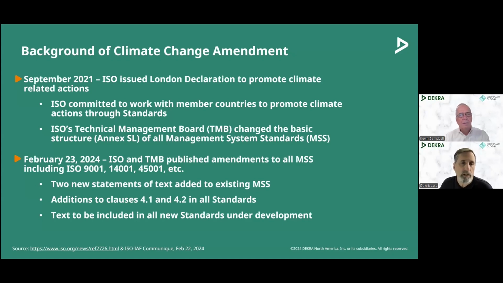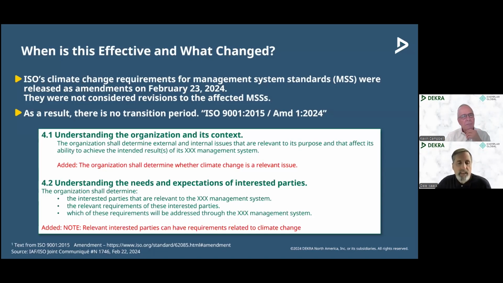In February of this year, February 23rd, ISO and the TMB published amendments to all existing management system standards, to include ISO 9001, ISO 14001, 45001, all of the management system standards this applied to. Two new statements of text were added to all of those standards. The text was added to clauses 4.1 and 4.2 in all of the standards. Not only that, but all of the standards under development were included.